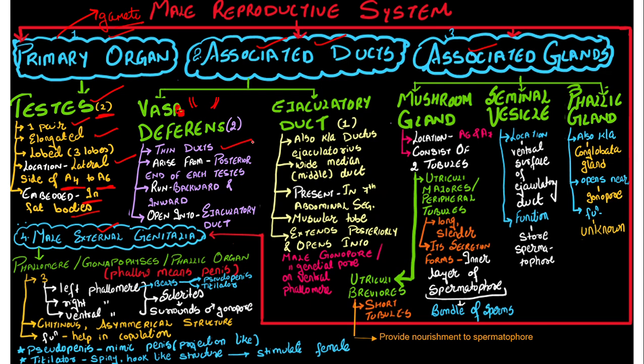These are the thin ducts which arise from the testes. This is the anterior part of the testis and this is the posterior part of the testis. So, it arises from the posterior end of each testis and runs backward and inward.